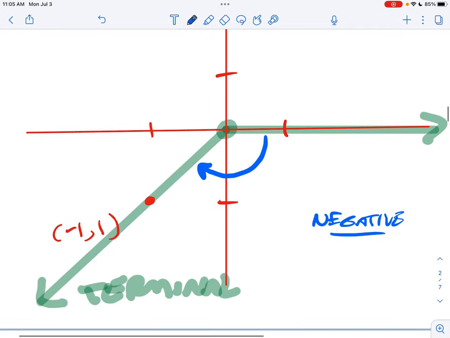What we might notice here, and we'll be doing a lot more practice, is that x and y are in balance. Our x-coordinate is negative 1, our y-coordinate is 1. 1 is positive and 1 is negative, but they're the same size. X and y are in balance. That means we have an angle that's exactly intermediate between being horizontal and vertical.